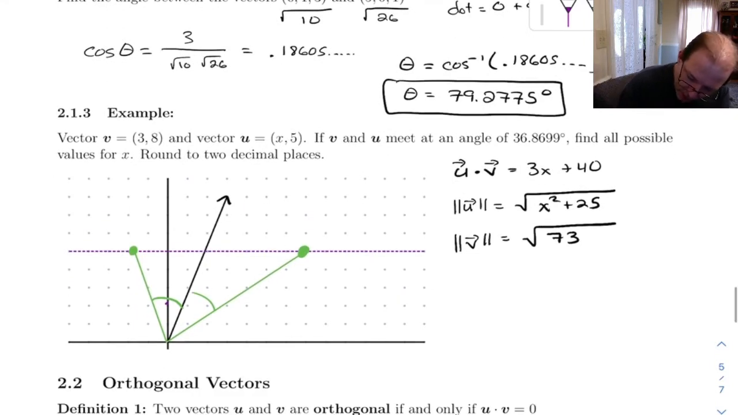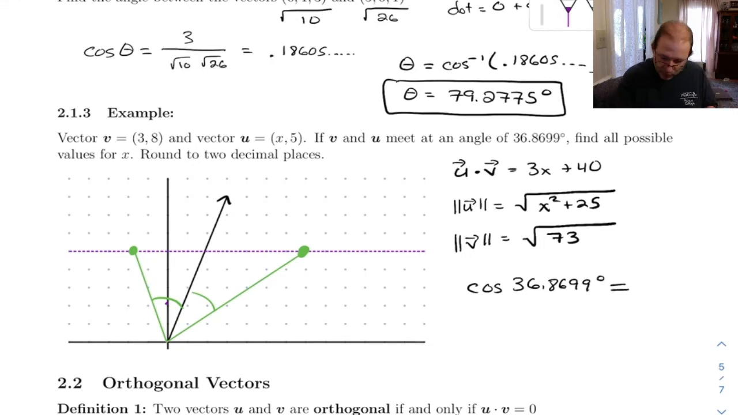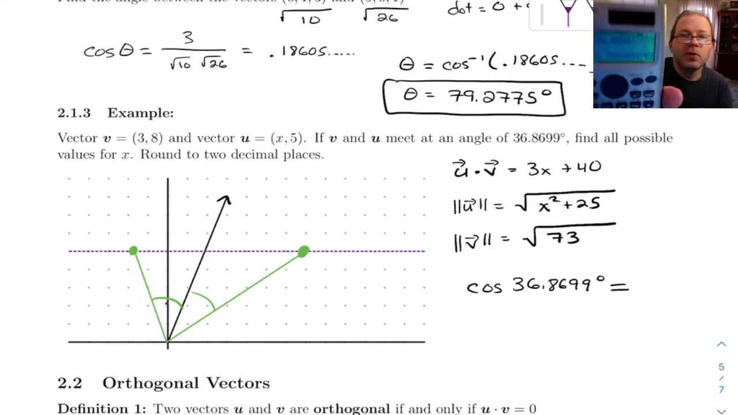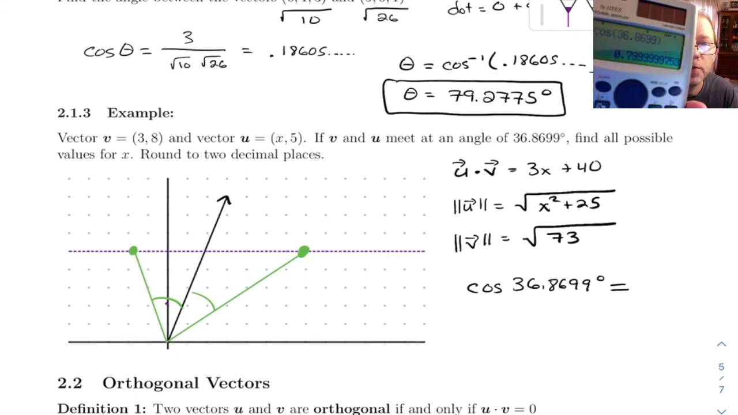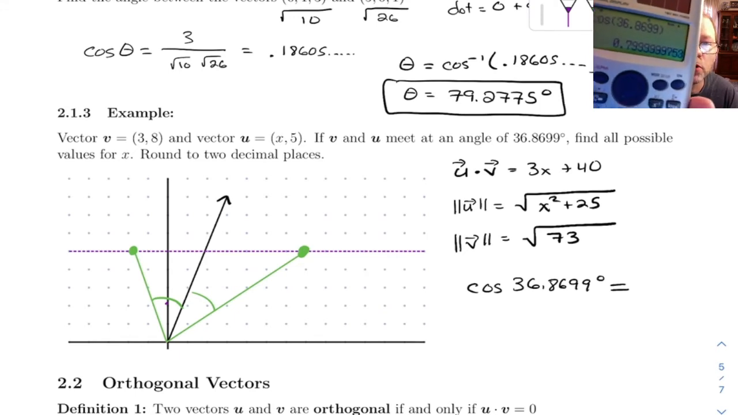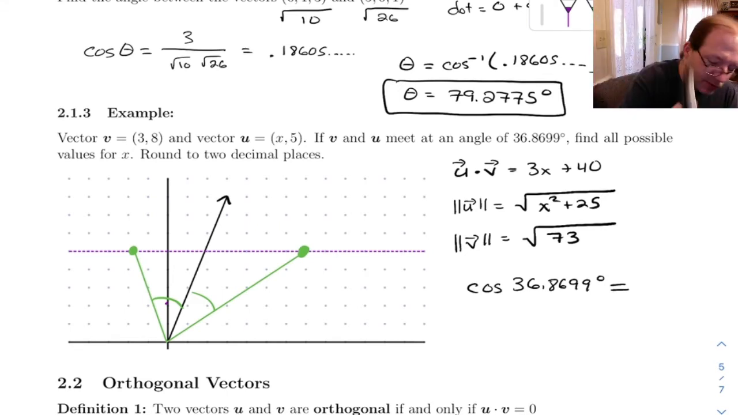All right. And the last thing we need is the cosine of the angle. The angle is 36.8699 degrees. And if you put that into a calculator, be sure you're in degree mode. I picked that value because it makes that cosine very, very close to 0.8. So we're just going to call that 0.8 for this because it's really close, and we're only trying to get an answer to 2 decimal places. So this will be plenty close enough.